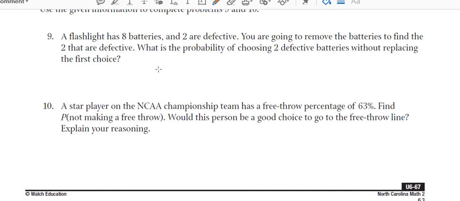So the first time that you might get a defective, it would be 2 out of 8. That's your chances. Well, you want to assume that you grab the first defective one. So now there's only one defective one left, and there's 7 batteries in there. So when you multiply and simplify, you end up with 1 out of 28.